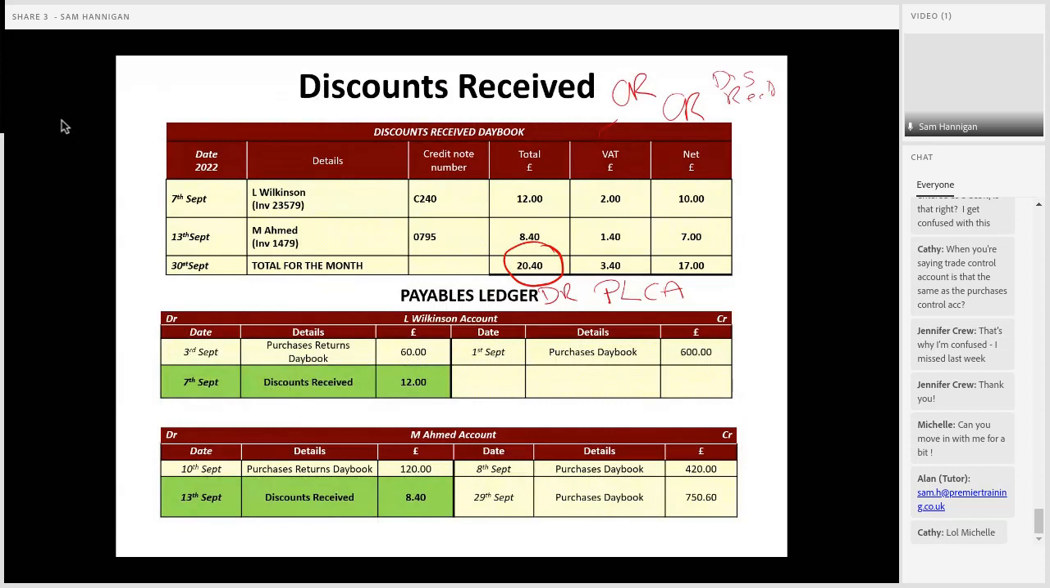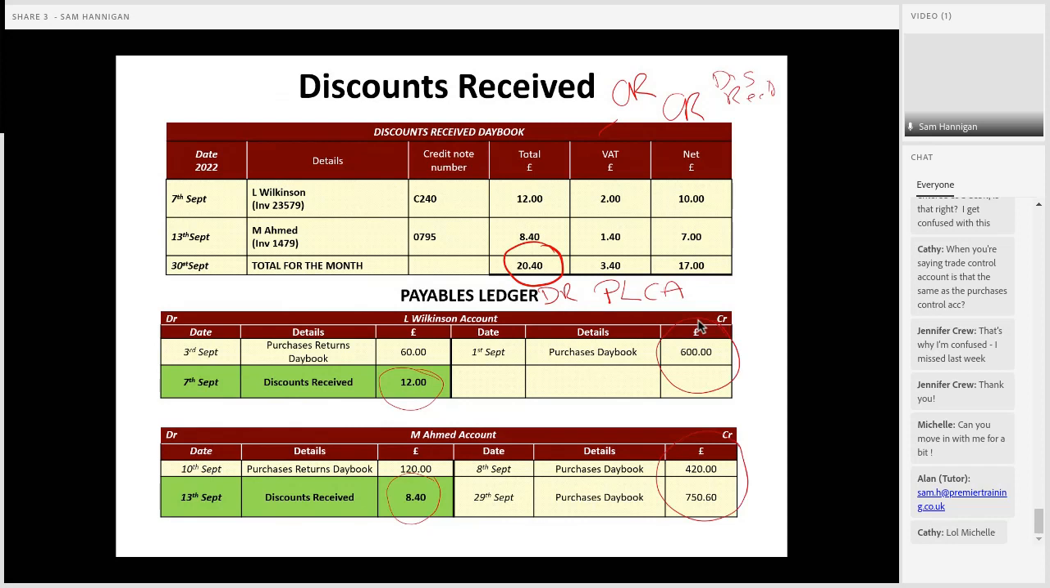Okay, so that's a debit. What we're saying is by them giving us this discount, it reduces the amount that we owe them. So if you've credited discounts received, credited VAT, and debited your trade payables control account, I think that's correct, yeah? Then you've got to do the same in their account, because by posting this discount, it reduces the amount of the liability that we owe.